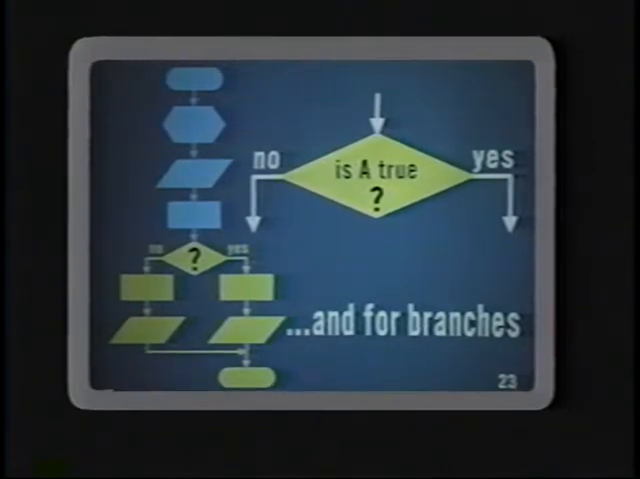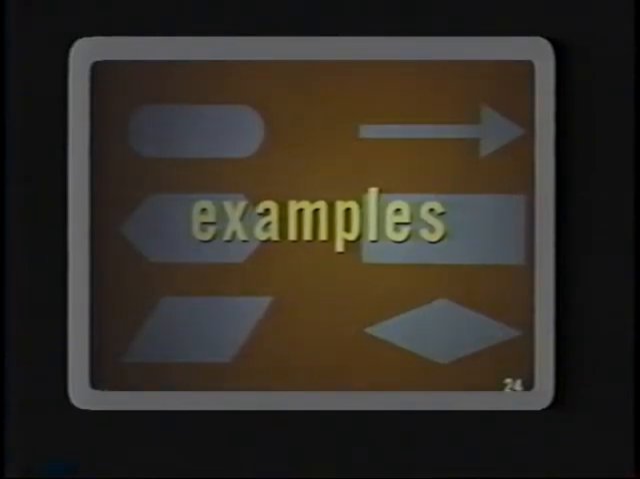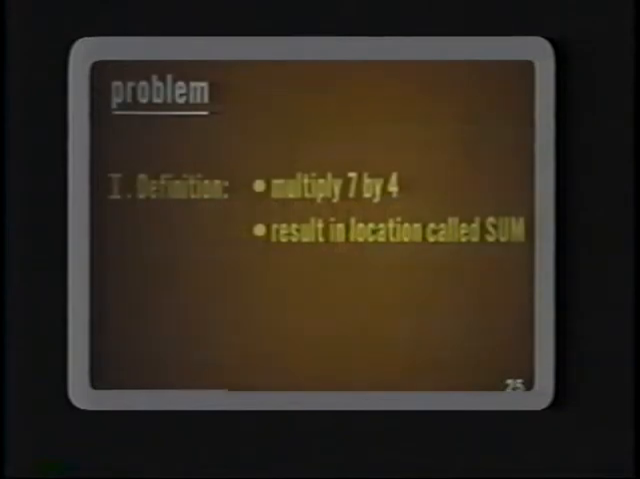In each case, the arrows leading out of the decision diamond are labeled to indicate when each sequence of steps is to be used. Now let's look at some examples of flowcharts that represent common algorithms. For our first example, let's consider the problem of multiplying 7 by 4.